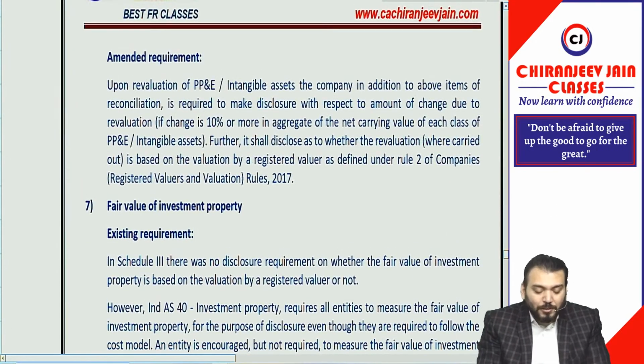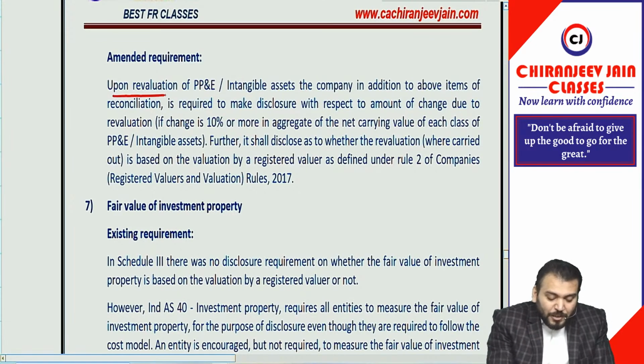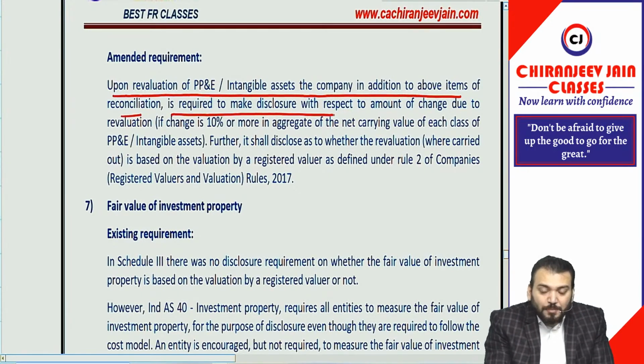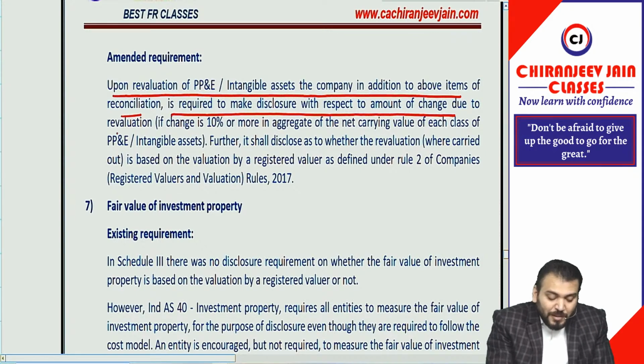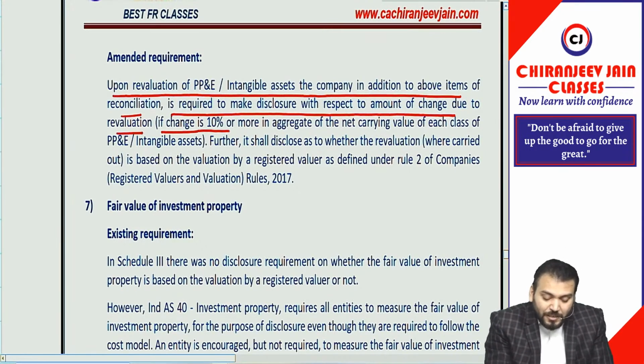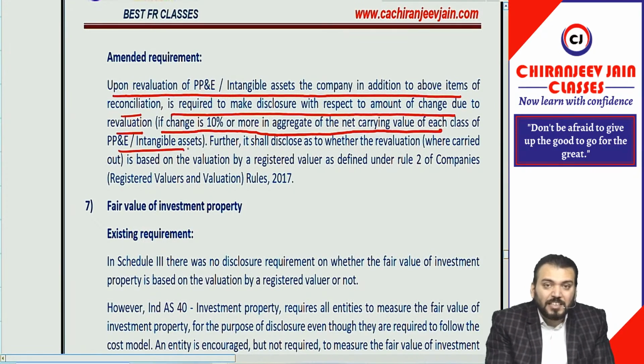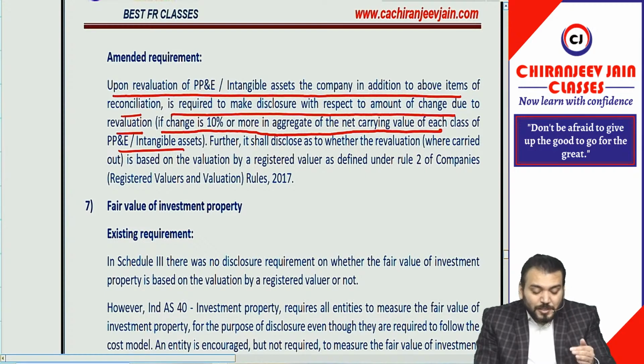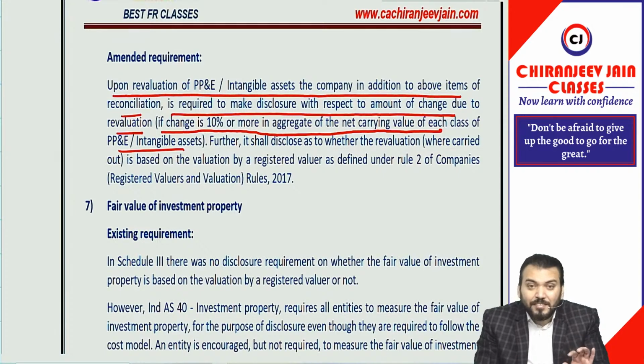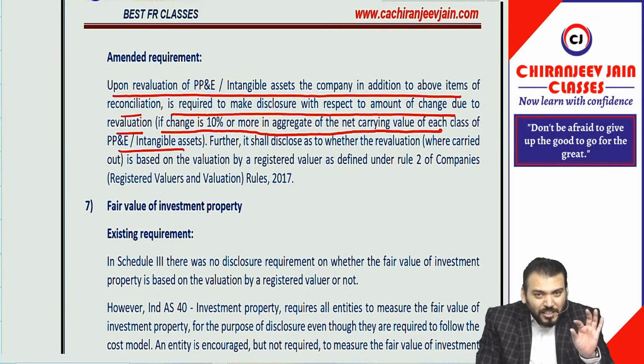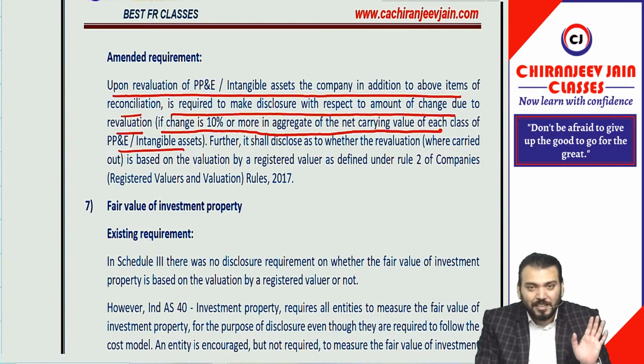So now they want to say that upon revaluation of PP&E and intangible assets, the company, in addition to the above reconciliation, is required to make a disclosure with respect to the amount of changes due to revaluation. If the changes due to revaluation are 10% or more in the aggregate of the net carrying amount of each class of PP&E and intangible assets, then the changes due to revaluation need to be disclosed separately, which means we need to give a reconciliation for that revaluation also.